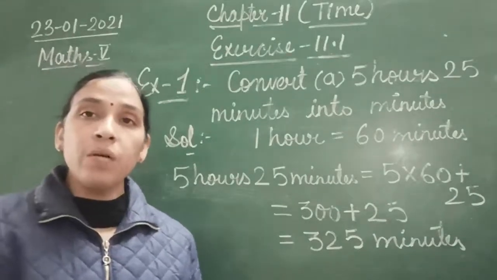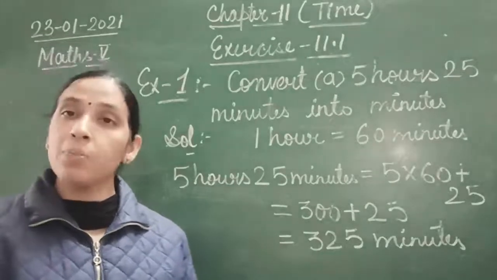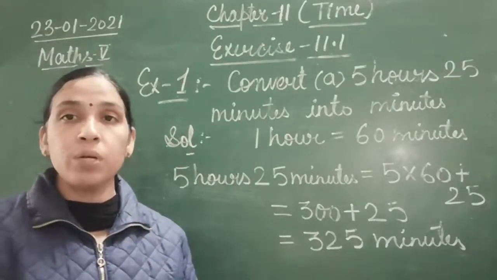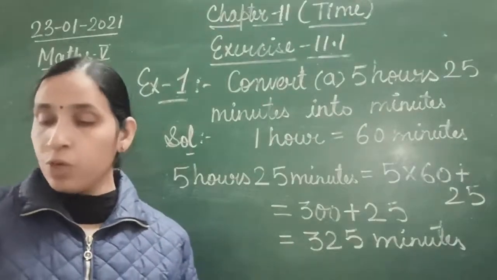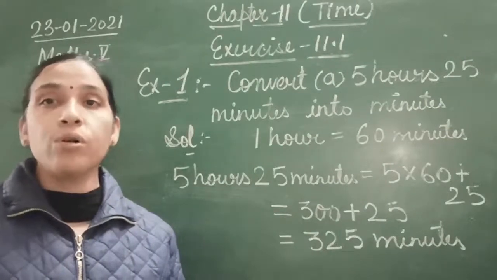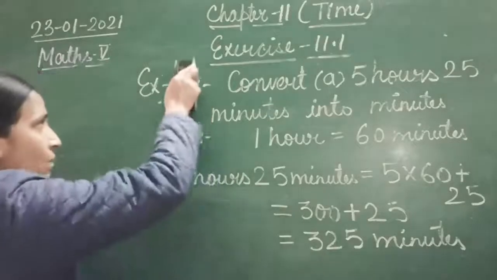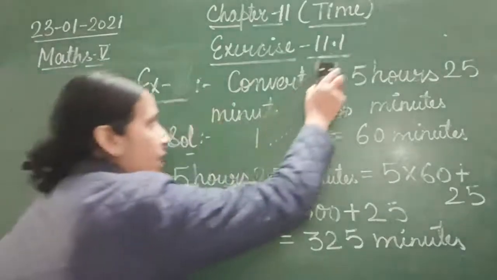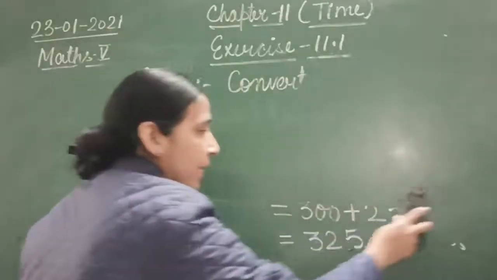Now children, if you see Example 1, A and B parts, both are related to that concept only: from a higher unit you are going into a lower unit. Not only Example 1, even Example 2 is also related to such kind of question. Example 2 is a bit different kind of question. So we'll see Example 2, A part.